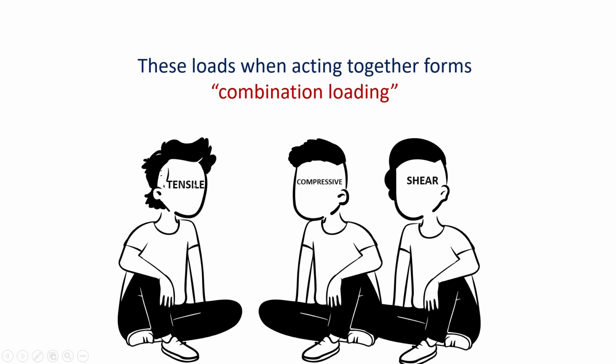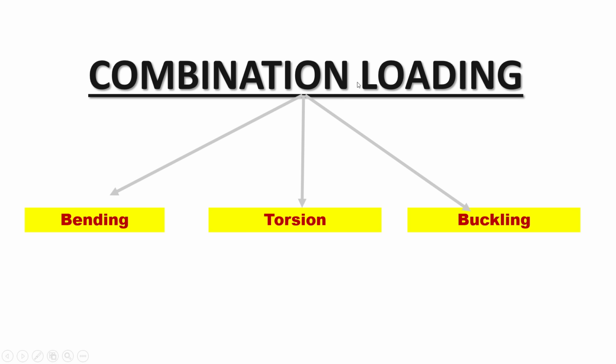So we have tensile, compressive, and shear load. These three were individual, but now they're acting together, so they create something known as combination loading. And there are again three types of combination loading. The first one is bending, the second is torsion, and the third is buckling. You might have heard of bending before. Torsion and buckling might be new to you.